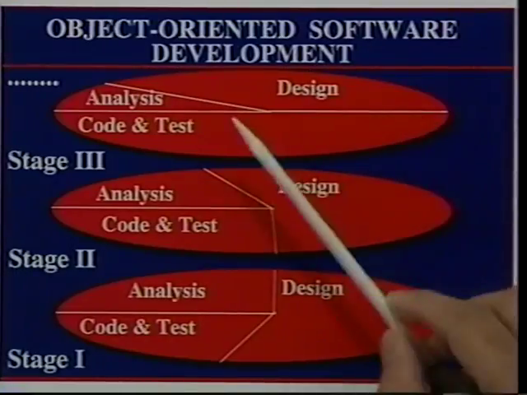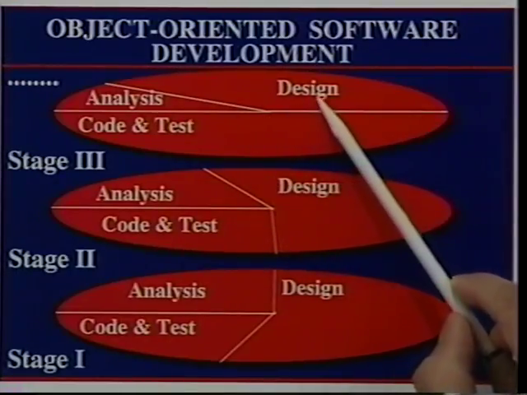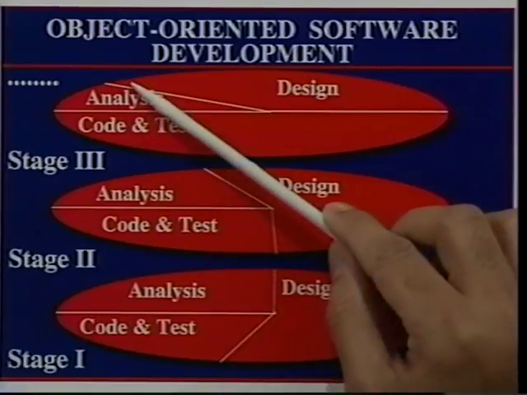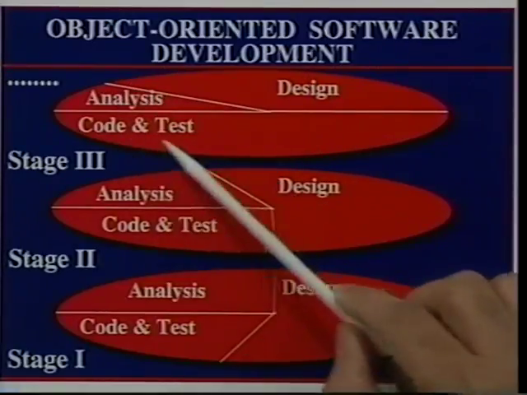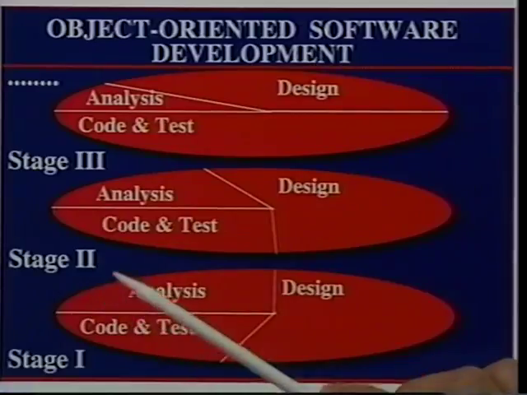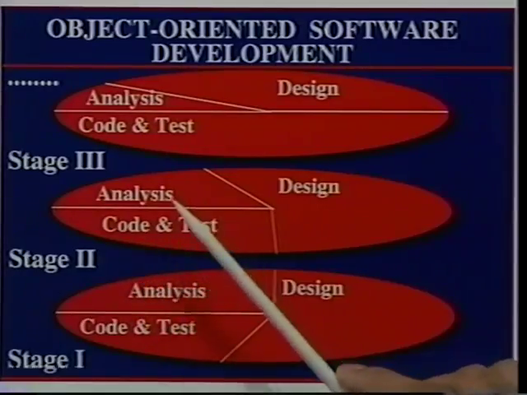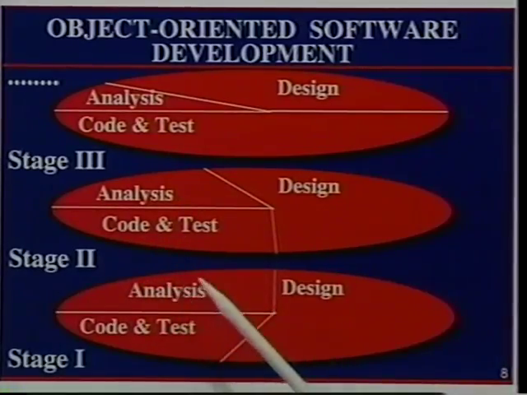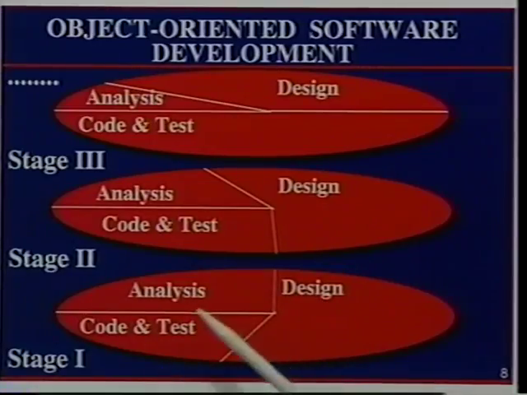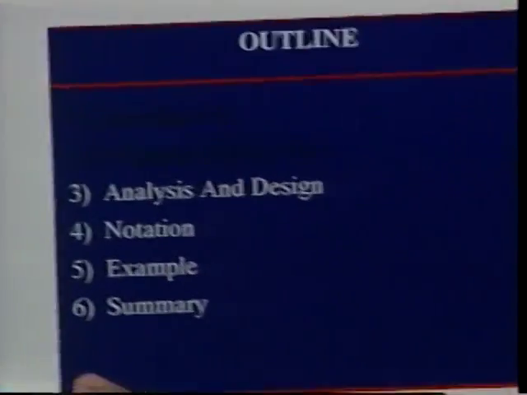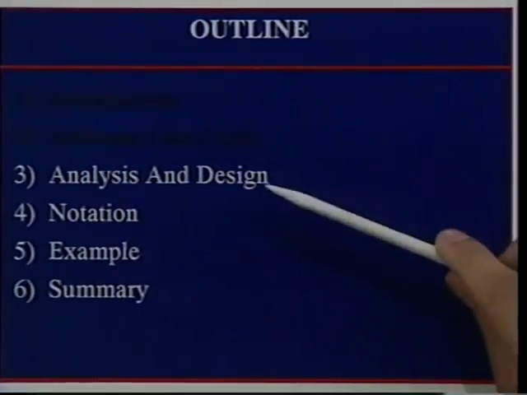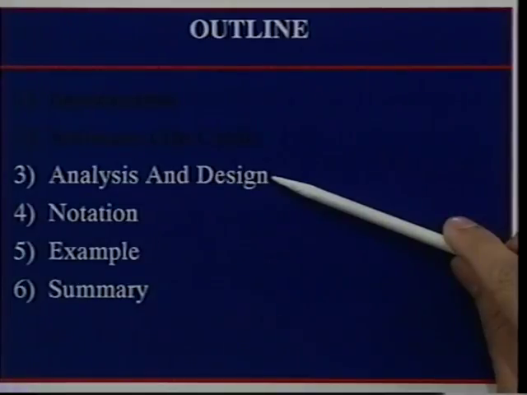Then as we go through, we reduce the time that we spend on design, we reduce the time we spend on analysis, and we increase the time we spend on coding and testing. In this process, we follow object-oriented analysis, object-oriented design, and coding and testing. So what is object-oriented analysis and what is object-oriented design? In the next segment, I will talk about object-oriented analysis and object-oriented design.